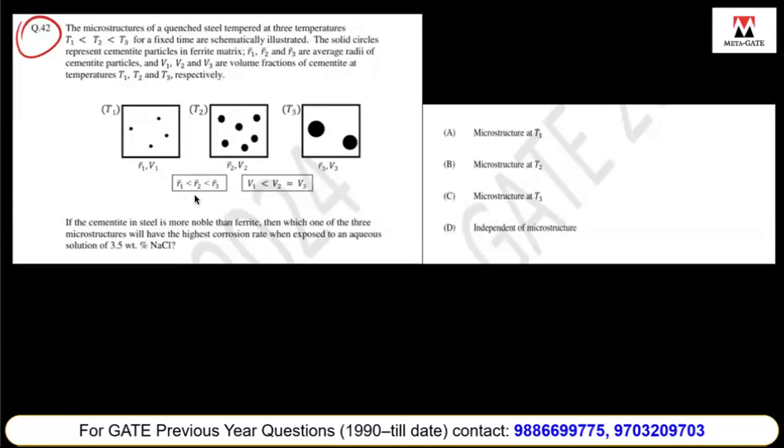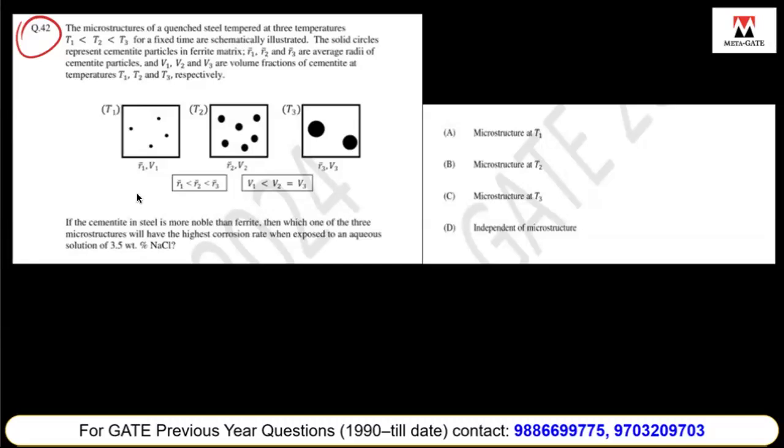It's given R1 bar is less than R2 bar is less than R3 bar, and V1 is less than V2 is equal to V3. The cementite of the steel is more noble than ferrite. Which one of the following three microstructures has the highest corrosion rate when exposed to 3.58% NaCl? So now you need to see the factors which affect the corrosion rate. The surface area of the exposed cementite: the more the cementite surface area, the higher the corrosion rate. The galvanic coupling between the cementite and ferrite: since cementite is more noble than ferrite, it acts as cathode in the galvanic cell. This accelerates the corrosion of the surrounding ferrite.